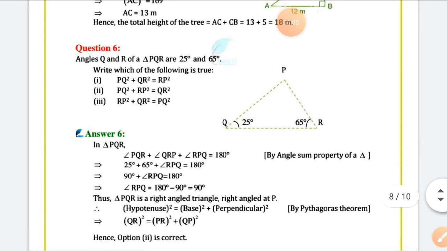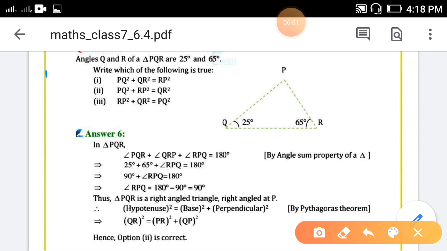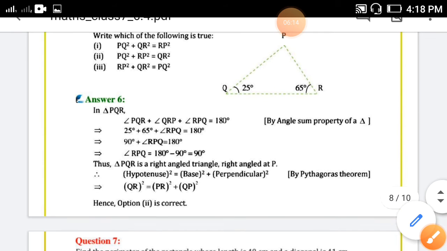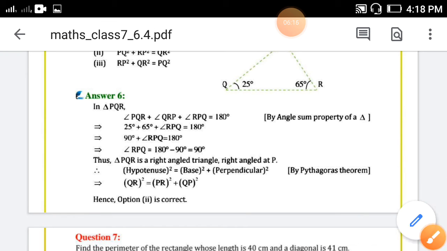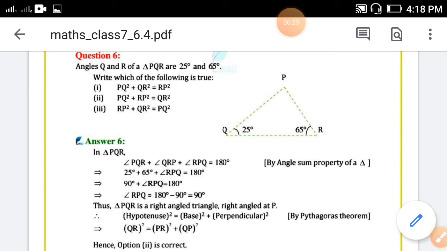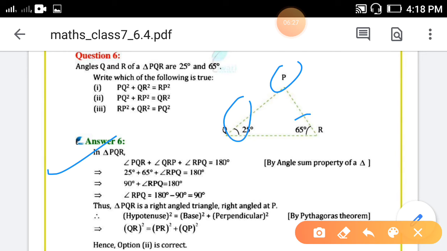Question number 6. Angles Q and R of this triangle are 25 and 65 degrees. Which pair of the following is true? We have to use the angle sum property here. This is a triangle. The sum of all three angles is 180 degrees.